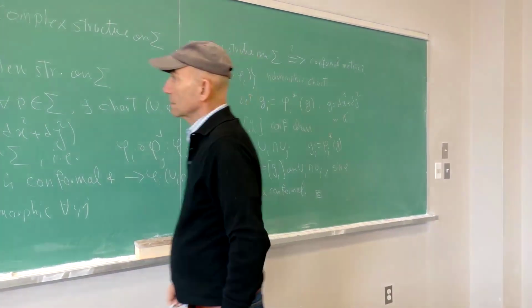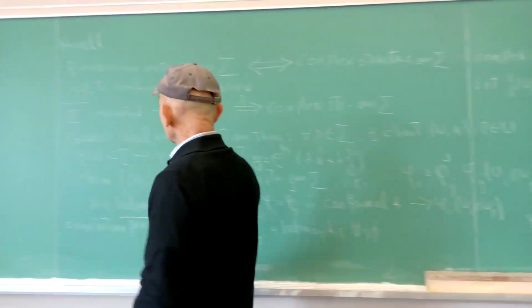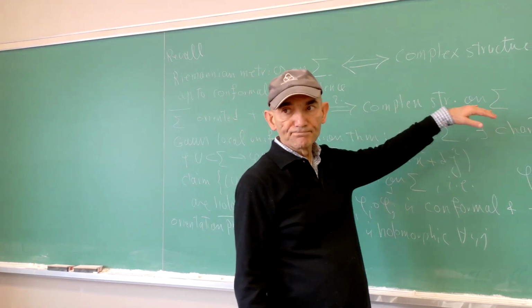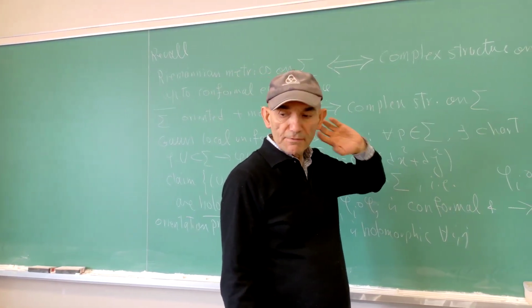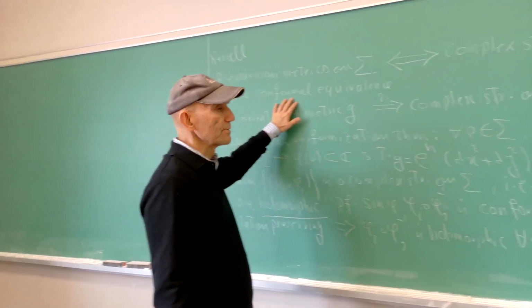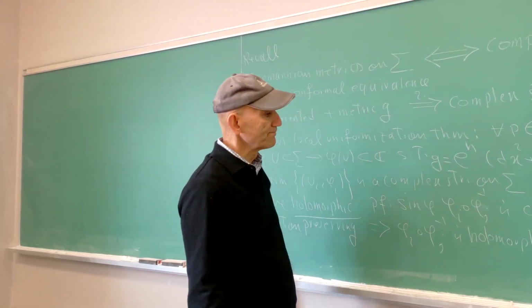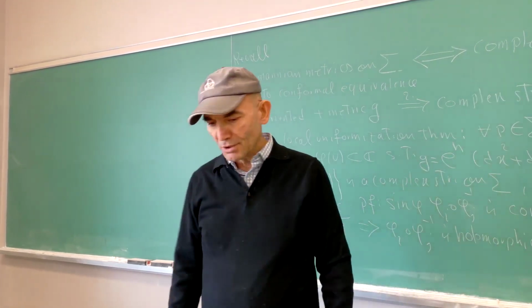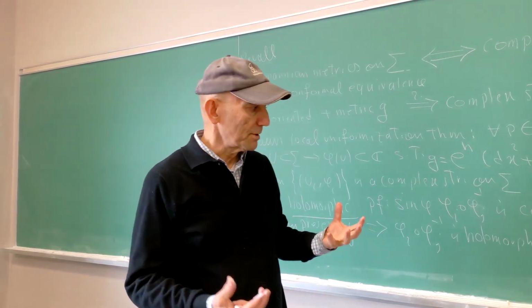So basically, this is the one-to-one correspondence between complex structures on sigma, Riemann surface structures, and conformal classes of metrics on sigma. So I was looking for some object around here that would be like a surface.